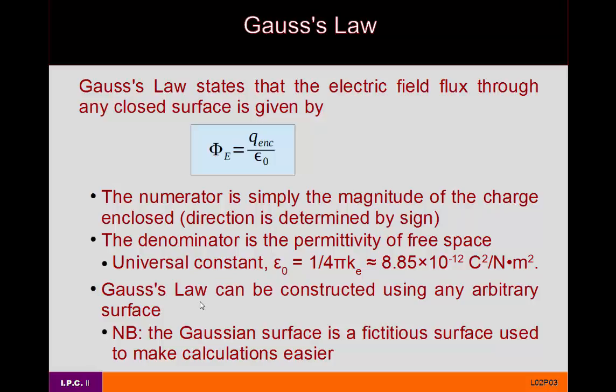And Gauss's law works nicely because it can be constructed using any arbitrary surface, provided that that surface is in fact a closed surface. And it's worth noting here that the Gaussian surface itself is actually a fictitious surface. It's something we use to make the calculation easier for ourselves. It is not a surface that necessarily exists somewhere in space. It's sort of like a hypothetical construct, hence a fictitious surface. And we often call these surfaces a Gaussian surface or Gaussian surfaces.